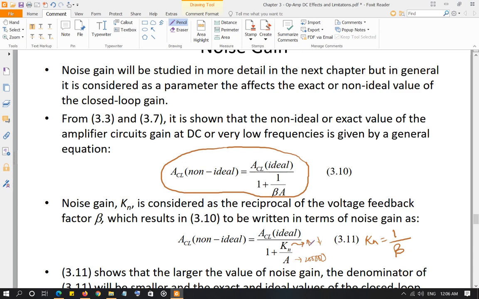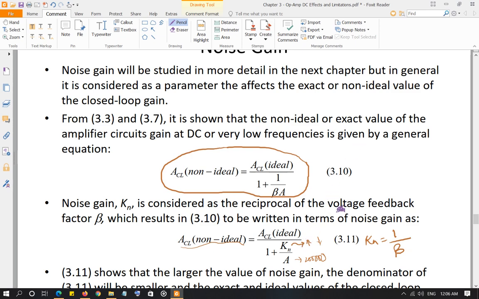So if Kn is high, your ACL non-ideal and ideal are going to be different. Not that much different, but still they will be different. And if Kn is low, then ACL non-ideal and ACL ideal will be very close to each other. So noise is not going to affect the gain of the circuit that much. So that's the whole concept of noise gain. Again, as I mentioned, we're going to look at it next chapter to understand it completely.